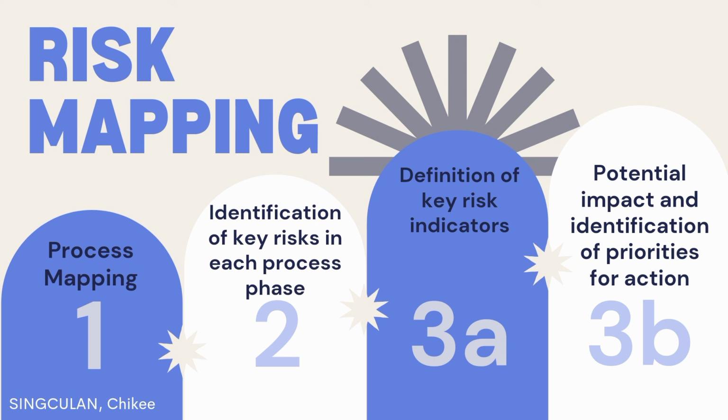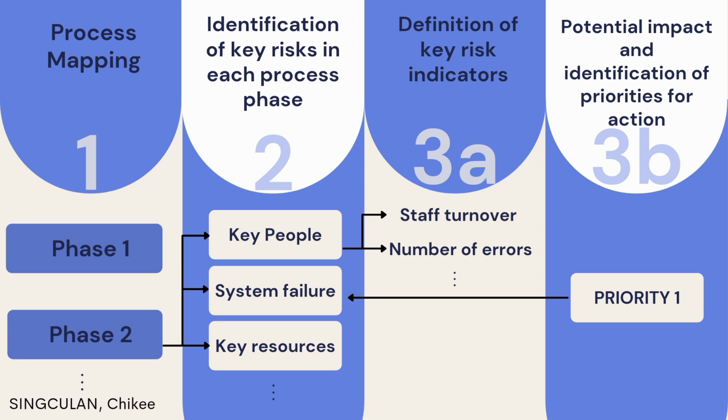So risk mapping starts from process mapping, which is a planning and management tool that visually describes the flow of work. Starting with this figure, let's assume that phase 1 and phase 2 are part of the flow of work in a process map. In each process phase, critical risks such as staff turnover, number of errors, and other risks should be identified, which then can be linked either to key people, to systems, to interdependencies with external players, or to any other resource involved in the process.